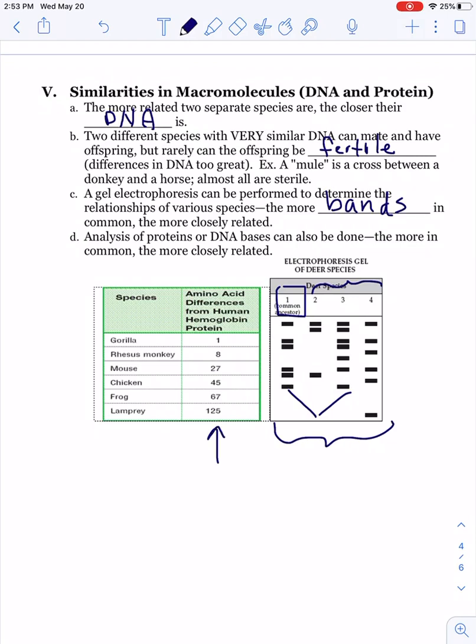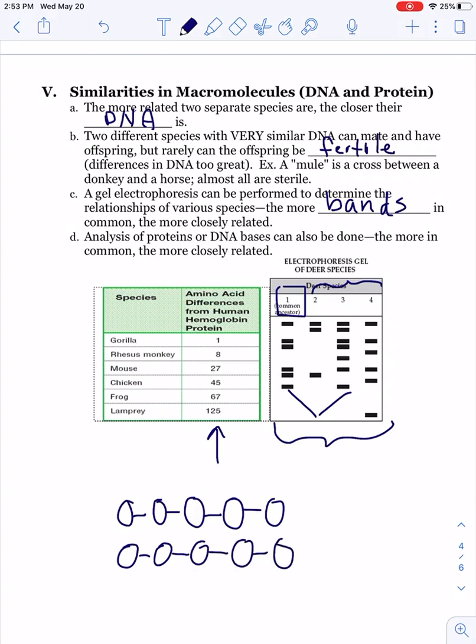You can also look at amino acids. Remember that amino acids join to make a protein, and if you have two organisms that have a really similar amino acid sequence, that means that the gene that codes for that protein must be similar. So comparing proteins gets you to the same end result, in that looking at proteins, if they're similar, you can also assume that the genes are similar and they have a more recent common ancestor. So that means that they're more closely related.